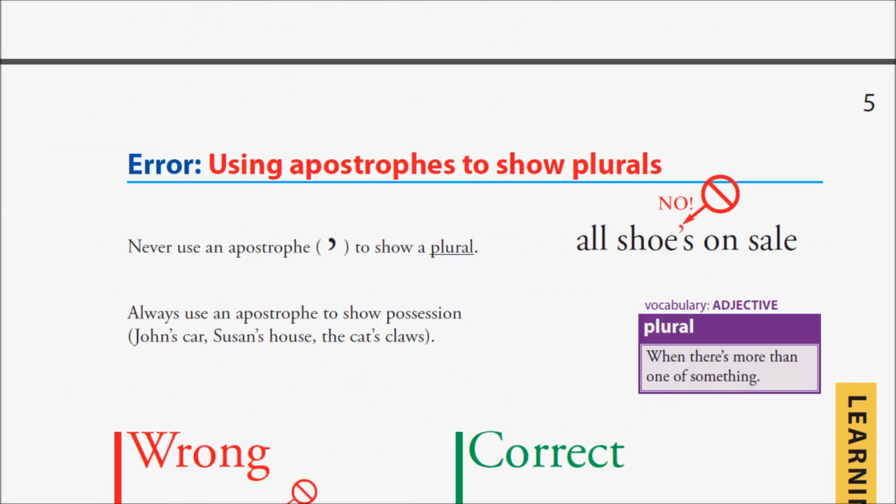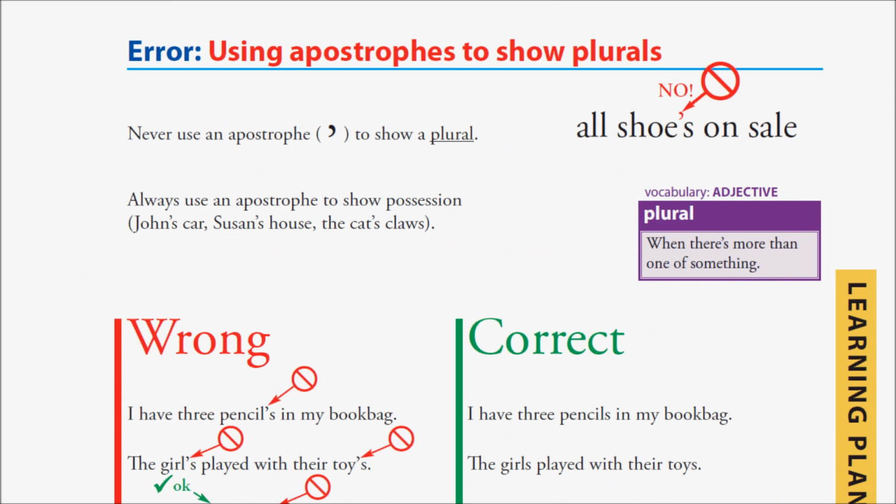All right, the next one. Using apostrophes to show plurals. This is a really common thing. I think that a lot of people, when they were in elementary school, had a teacher who used to really scream at them if they didn't put an apostrophe in before an S.